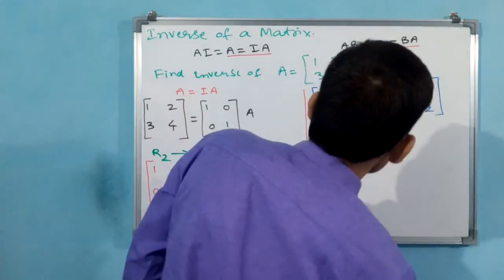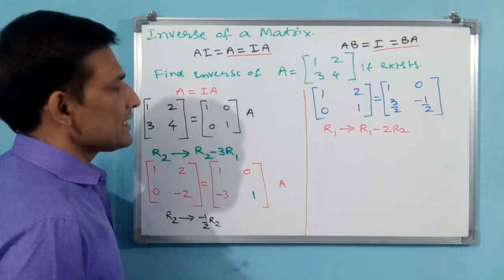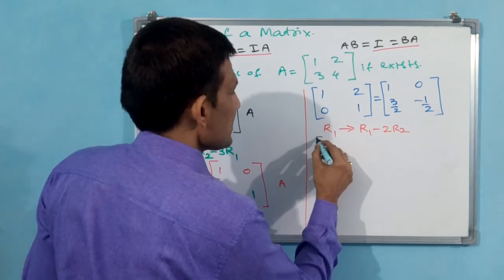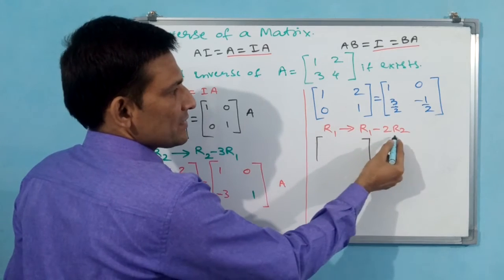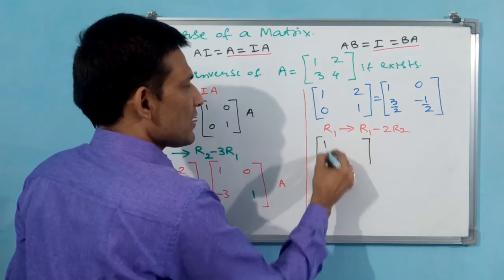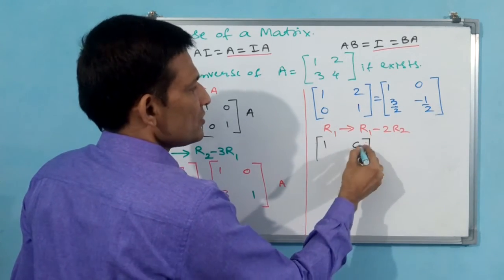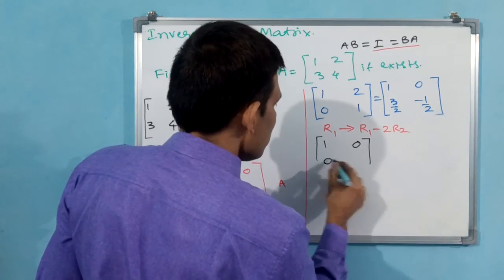Like this you have to think, analyze and do this. Now changes is in R1 only. Right? R1 change. 1 minus 0 into something is 1 minus 0. 1 minus 0 is 1 only. 2 minus 1 into 2, 2. 2 minus 2, 0. 0 only. But R2, is there any change? No. Then R2 you copy simply 0, 1.